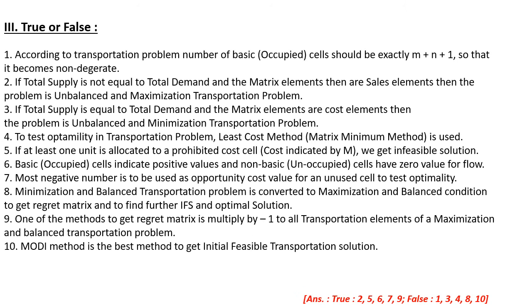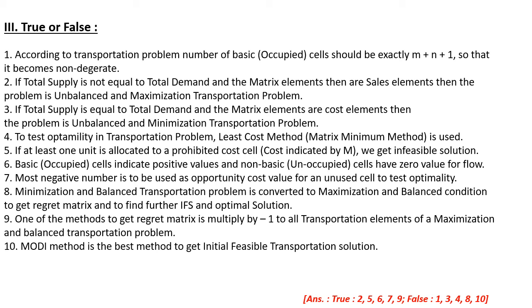True or false? According to transportation problem, the number of basic cells should be exactly m plus n plus 1 so that it becomes non-degenerate. Answer, false. If total supply is not equal to total demand and matrix elements are sales elements, then the problem is unbalanced and maximization transportation problem. Answer, true. If total supply is equal to total demand and matrix elements are cost elements, then the problem is unbalanced and minimization transportation problem.